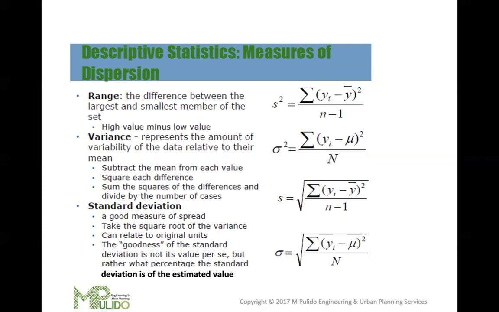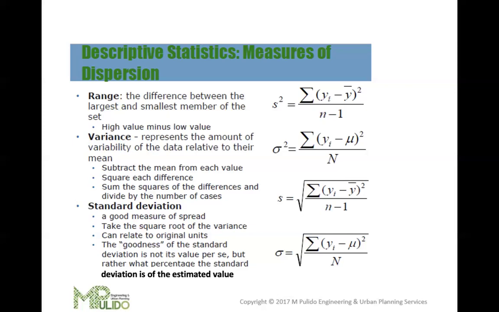You just have to deduct. You make it the maximum value minus the minimum value. So that's the range equals 100,000 minus 20,000 equals 80,000. So that's the range. We go to variance.